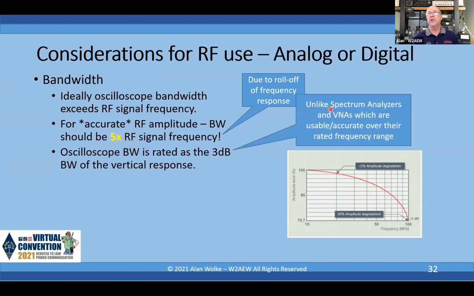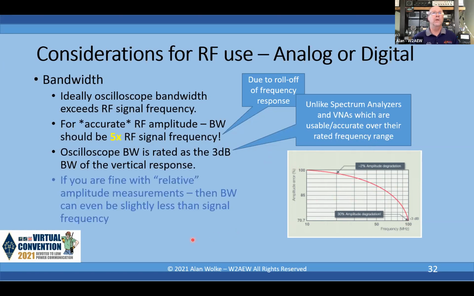And this is very much unlike a spectrum analyzer or a VNA, where if you have a spectrum analyzer that says it's good to 1 gig, it's rated to measure out to 1 gig, but then it cuts off right there. A VNA is the same way. So they're rated out to the frequency range. An oscilloscope is rated by its 3 dB bandwidth. So you just have to keep that in mind. Okay. So if you're fine with relative amplitude measurements rather than absolute measurements, then having a scope with a bandwidth that's equal to or even less than the signal that you're interested in is fine, right?